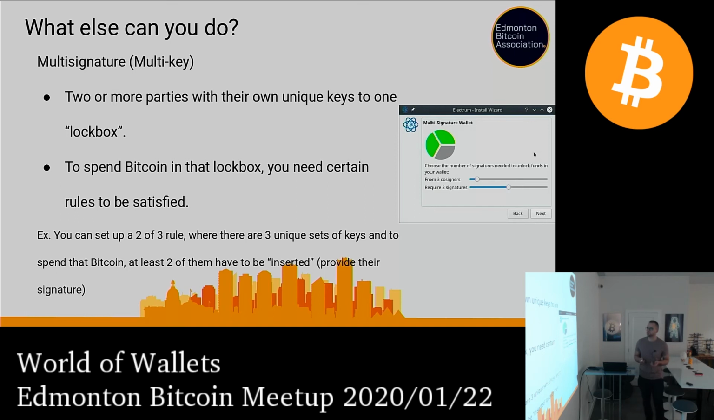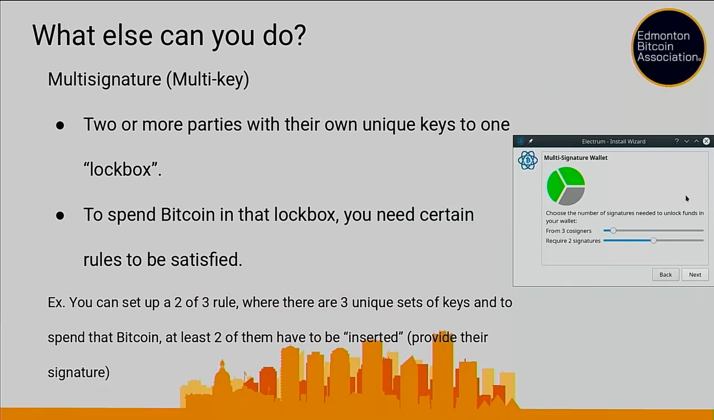A lot of people will create a multi-sig or multi-signature wallet using Electrum. There are fairly detailed guides on how to do that online as well, if you're interested in learning more about that.